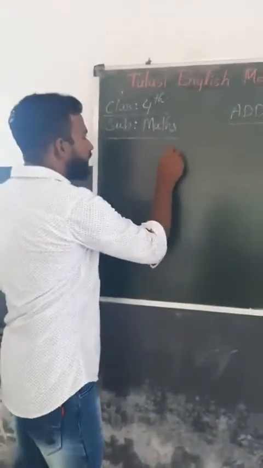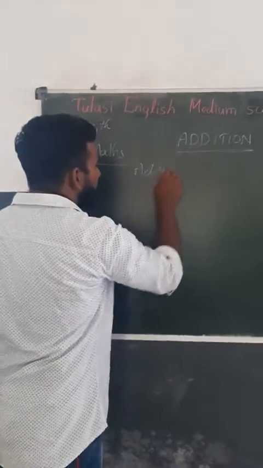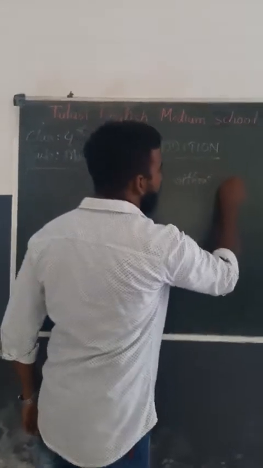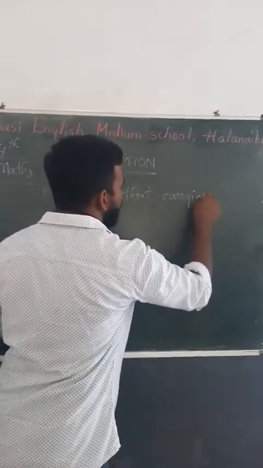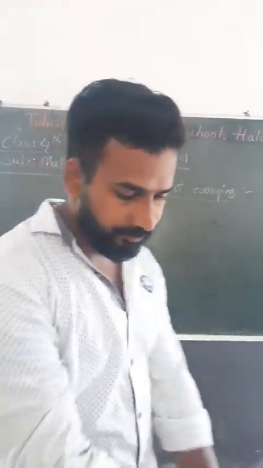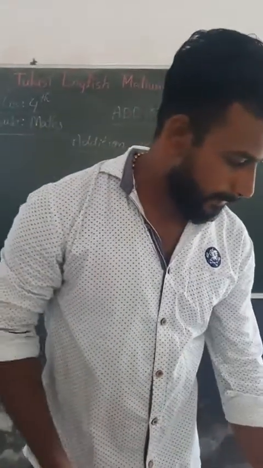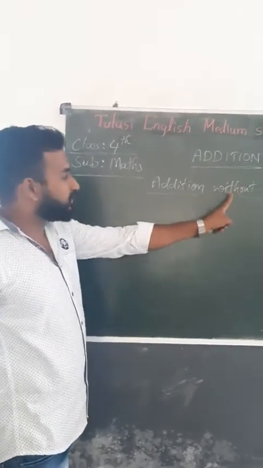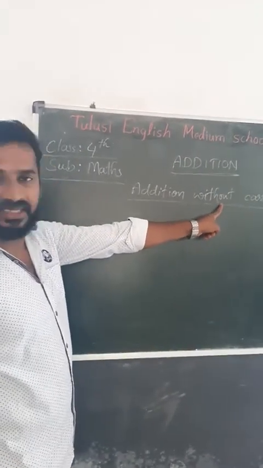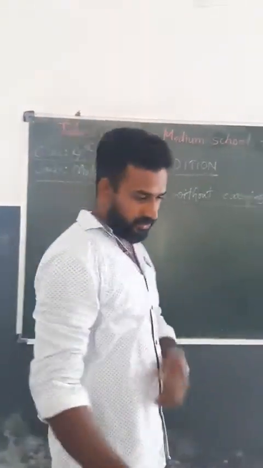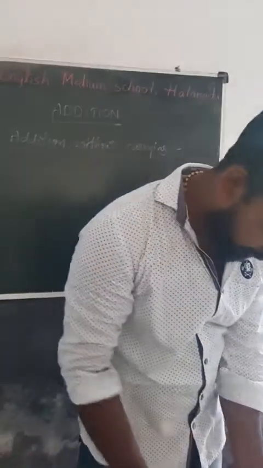In the addition without carrying. See, addition without carrying is a little bit easier than addition with carry. So without carry, we can add 5-digit numbers and more. One example, I'm taking an example from the exercise.